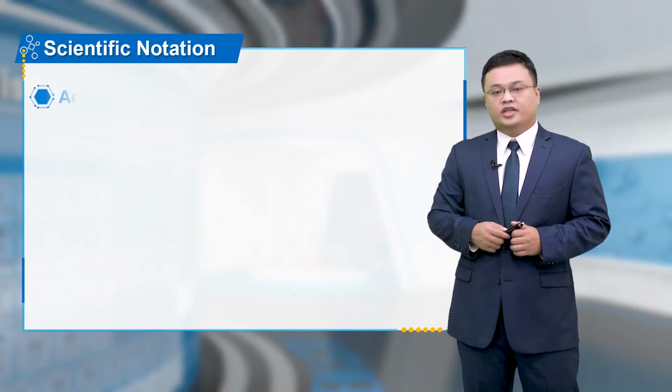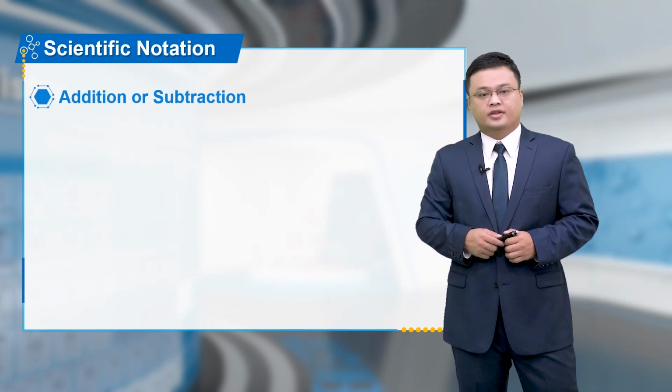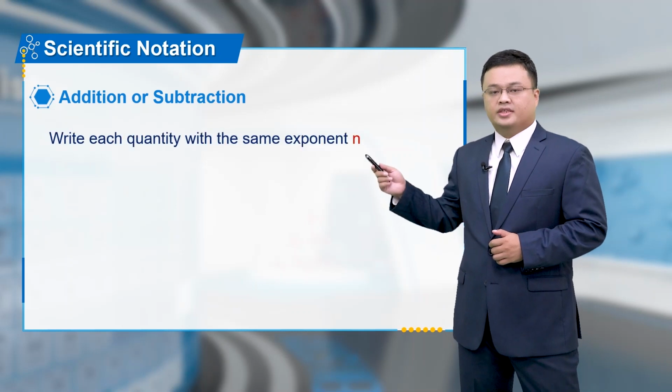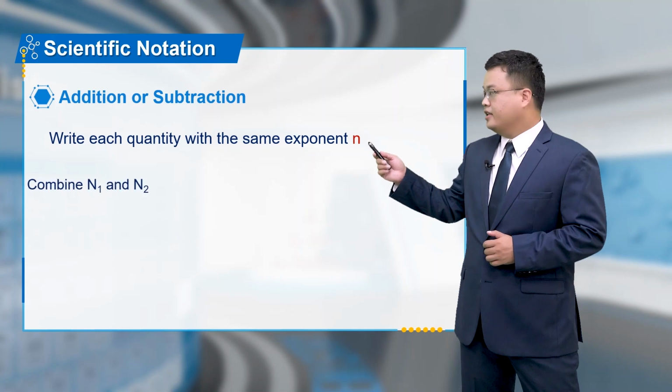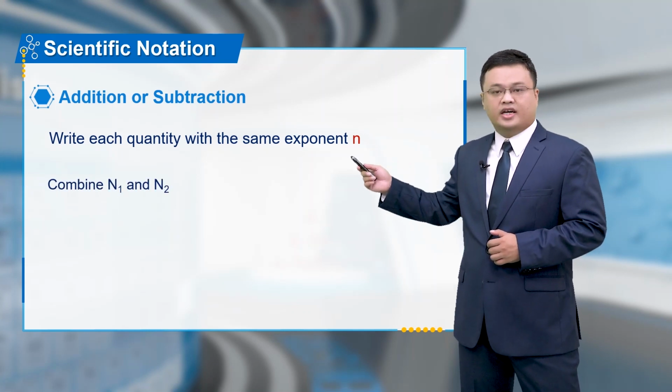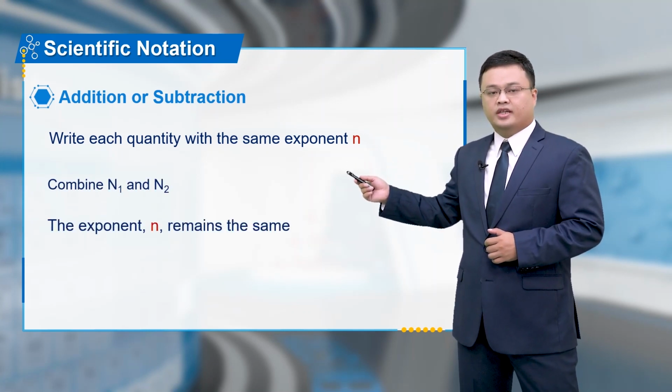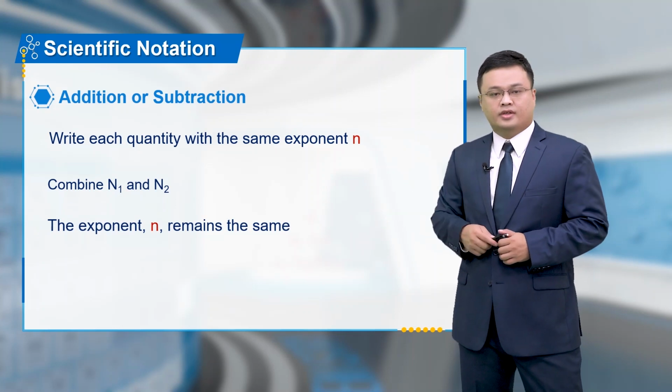This scientific notation calculation is pretty easy. For addition or subtraction, the first step is to write the quantities with the same exponent n, and then combine n1 and n2. The exponent n remains the same.